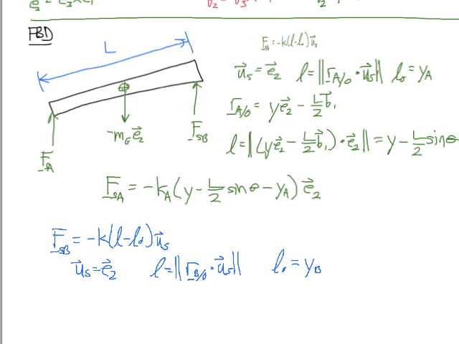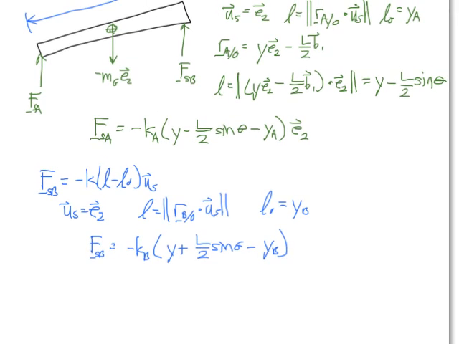And by going through the same process, we find that the force at spring B is equal to negative K sub B, and it's Y plus L over 2 sine theta minus Y sub B. And so finally we calculate our moment.